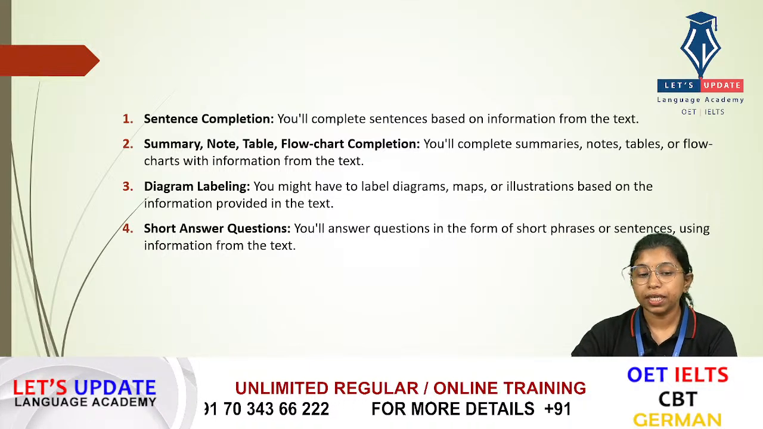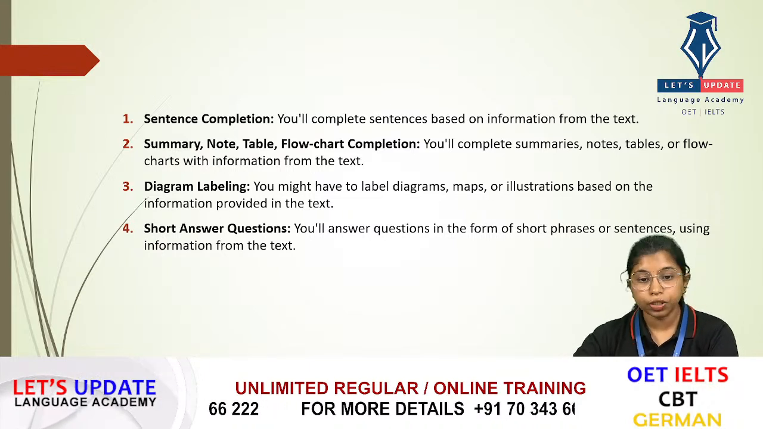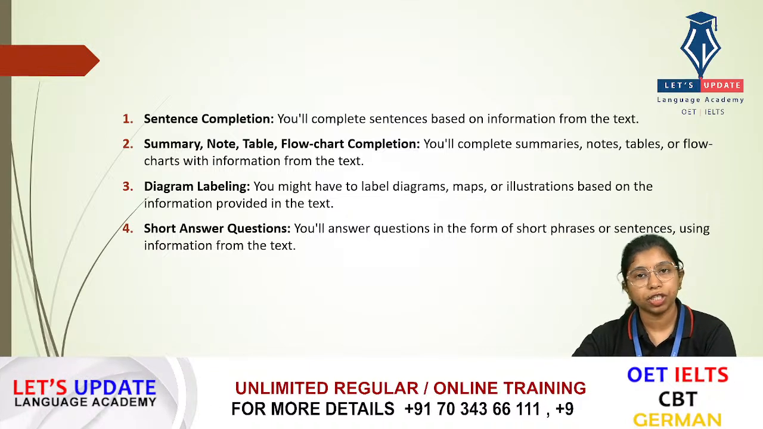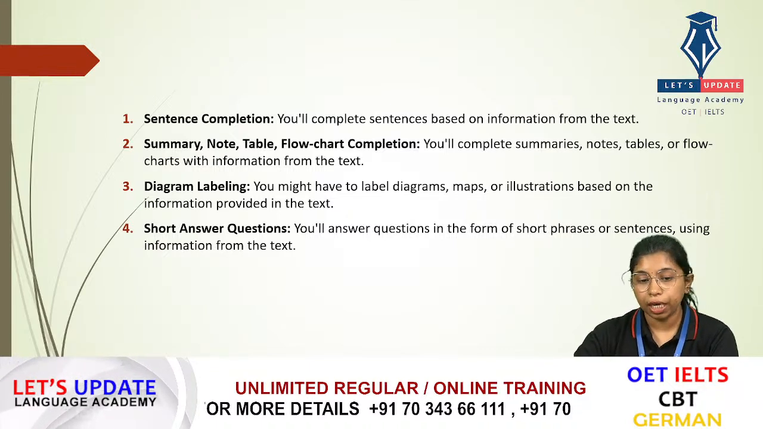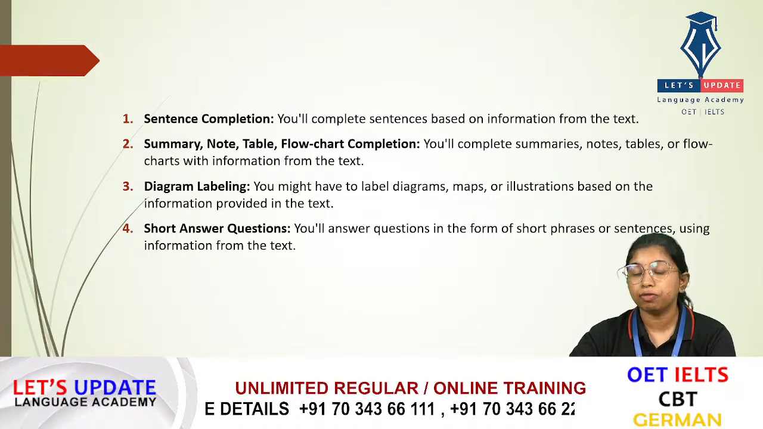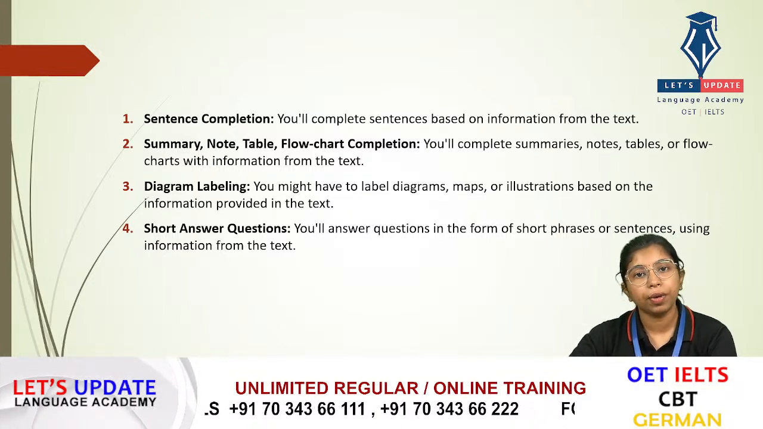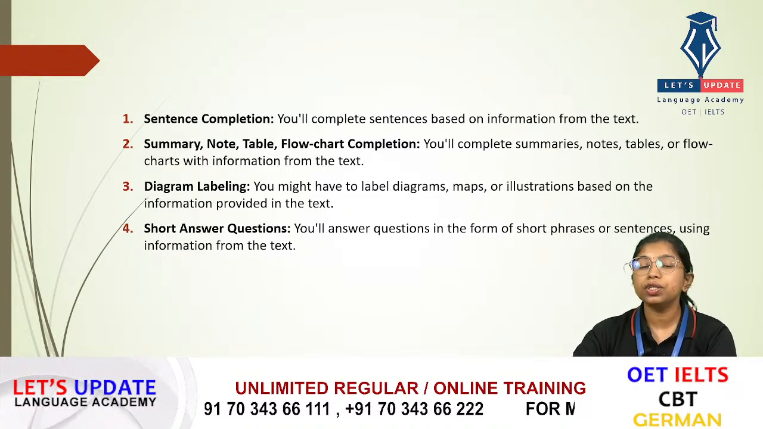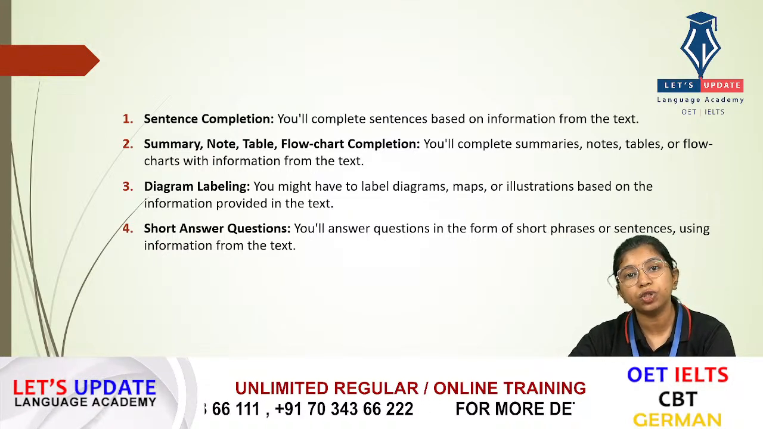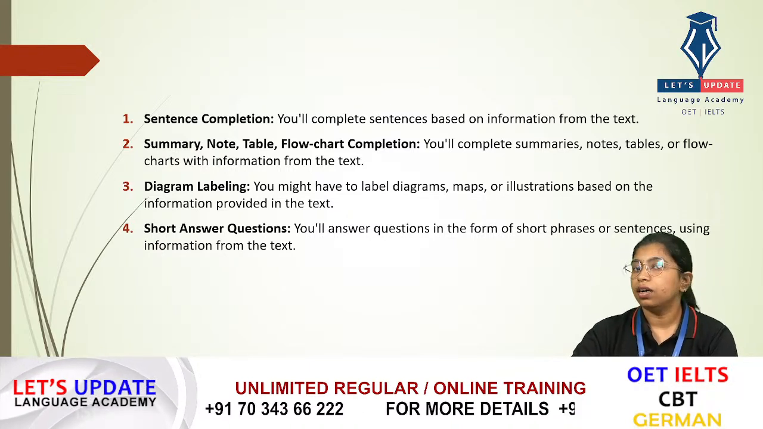Then summary completion, there will be note completion, table completion, flow chart completion. So you will complete summaries, notes, tables, and flow charts with information from the text. And diagram labeling. There will be illustrations based on the information provided in the text, so you have to label it accordingly. So diagram labeling is another question type. And the last one is short answer questions, where you have to answer questions in the form of short phrases, one or two words, using words from the text.